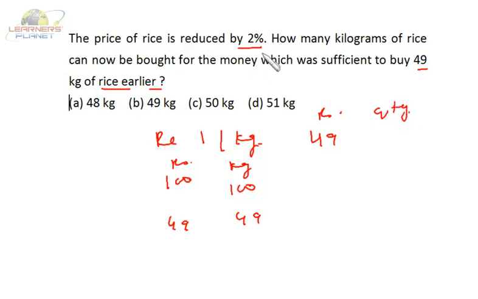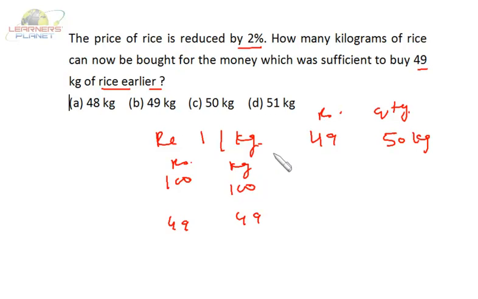Now the price is reduced by 2%. That means the new price is 98 rupees for 100 kilograms. So 100 kilogram can be bought for 98 rupees. That means for 49 rupees we can buy 50 kilogram. Isn't it very simple? I just revised the entire problem for you since there is no paperwork required.